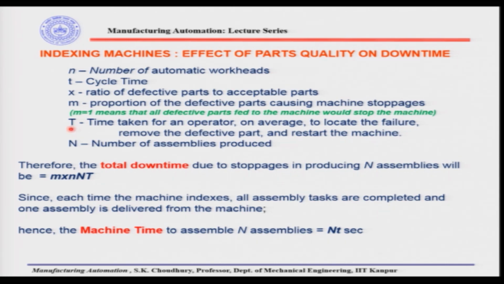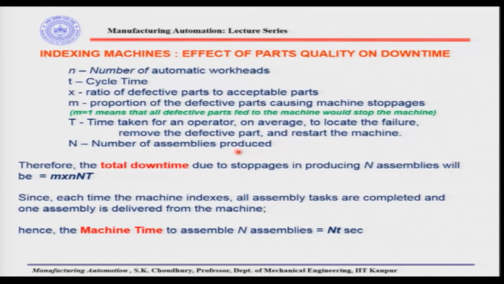Now, capital T is the time taken for an operator on an average to locate the failure if the machine stops or the line stops, to remove the defective part and restart the machine. If you remember, we discussed earlier that an operator will spend some time to find out what happened, diagnose the problem and then restart the machine. Capital N is the number of assemblies produced in the line.